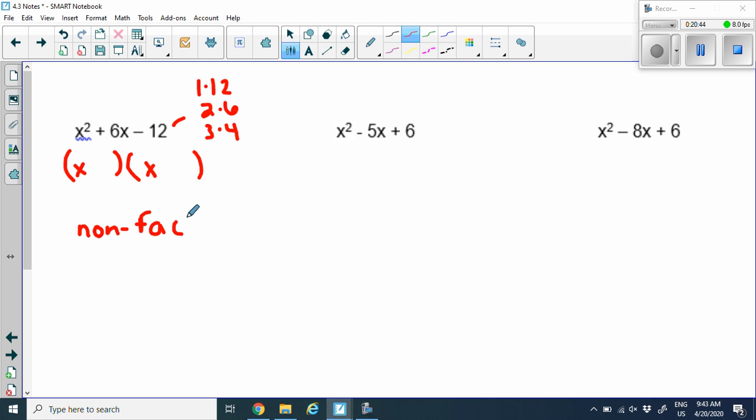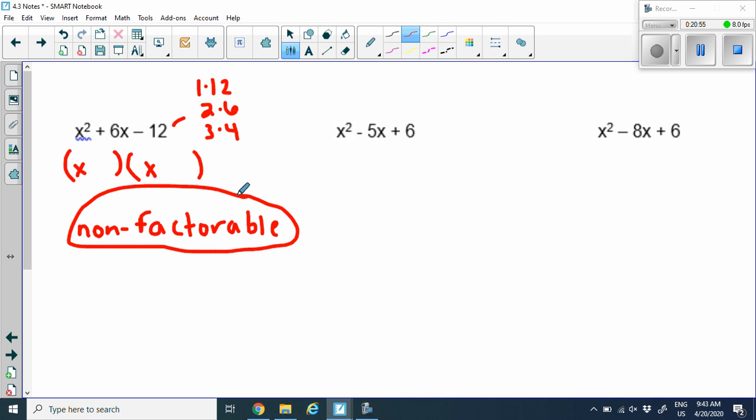So it is possible that you could have quadratics that you are not able to factor. So make sure you watch out for those, especially on the homework assignment. There we go. Okay, let's try our next one.